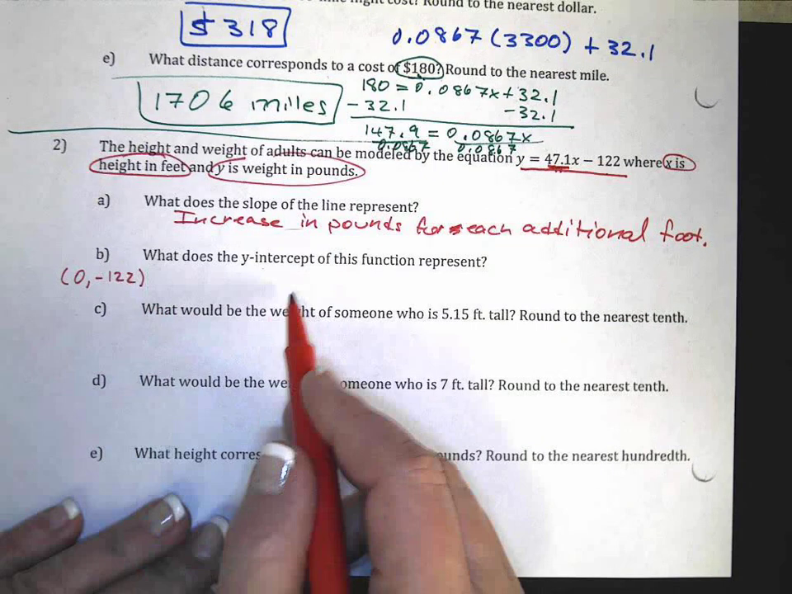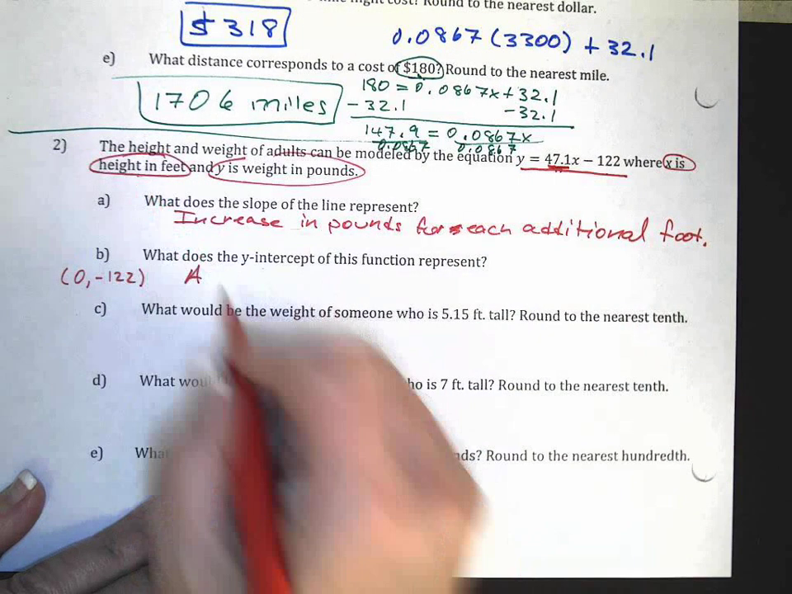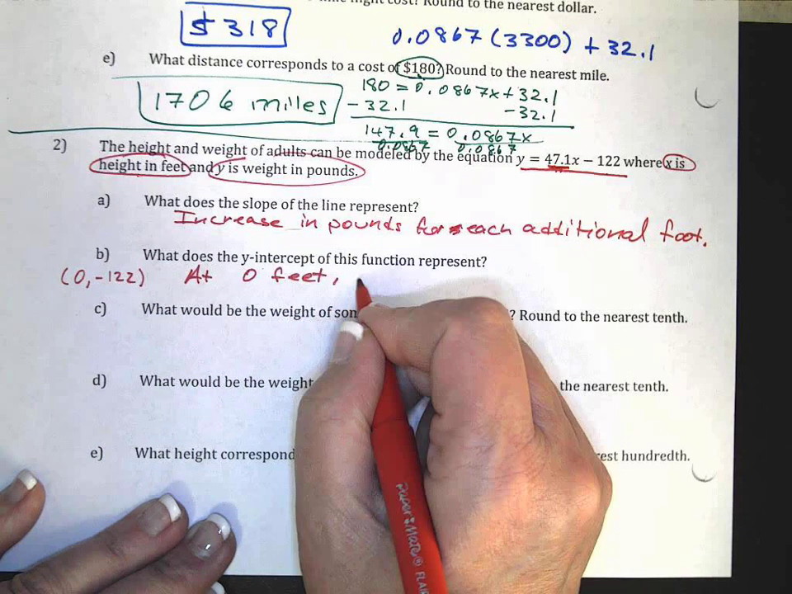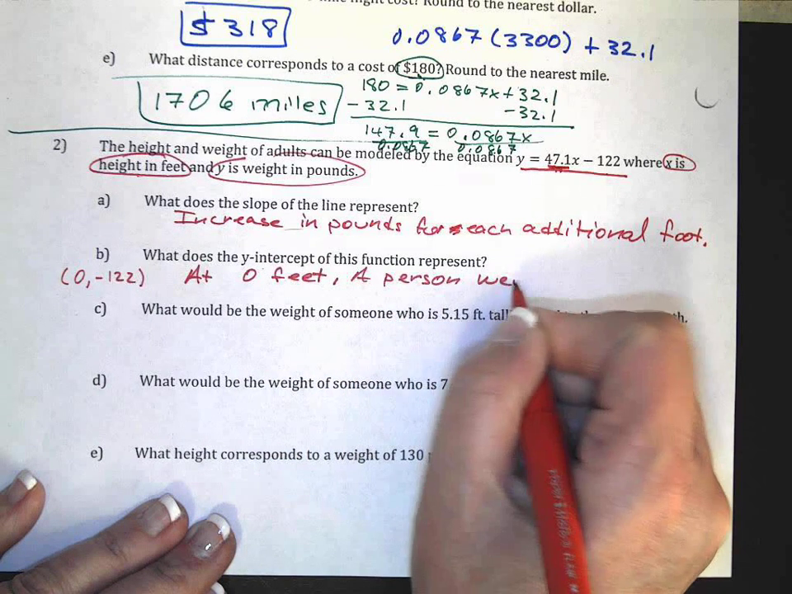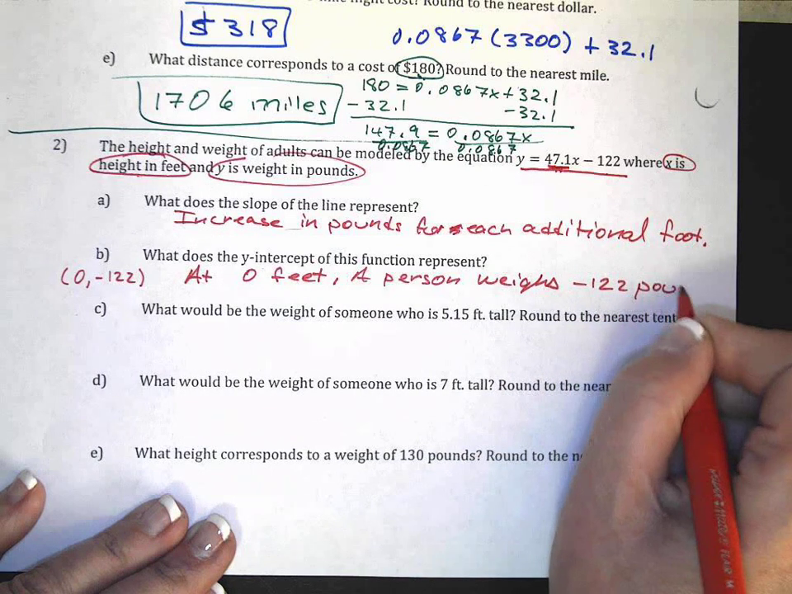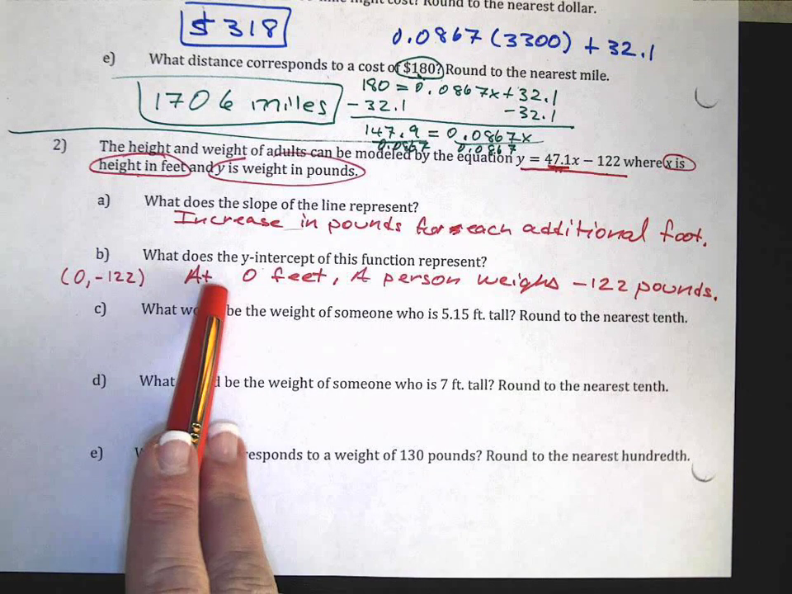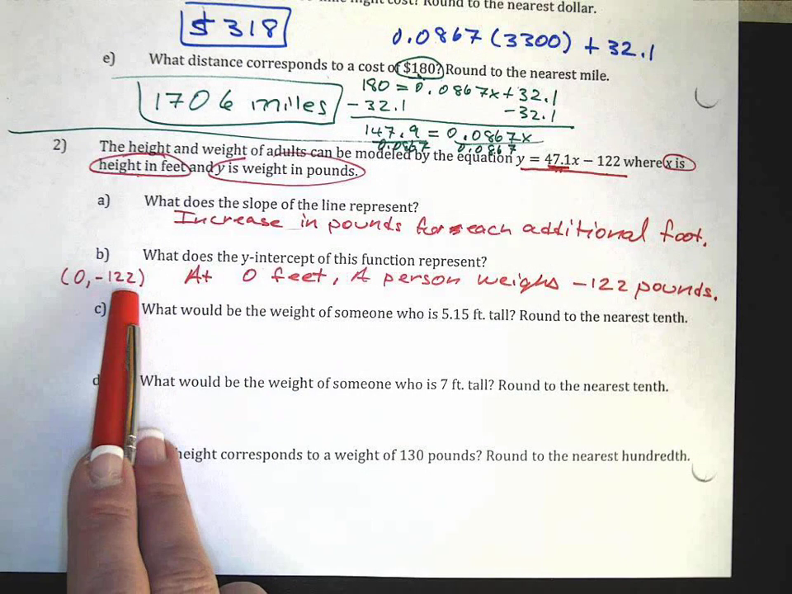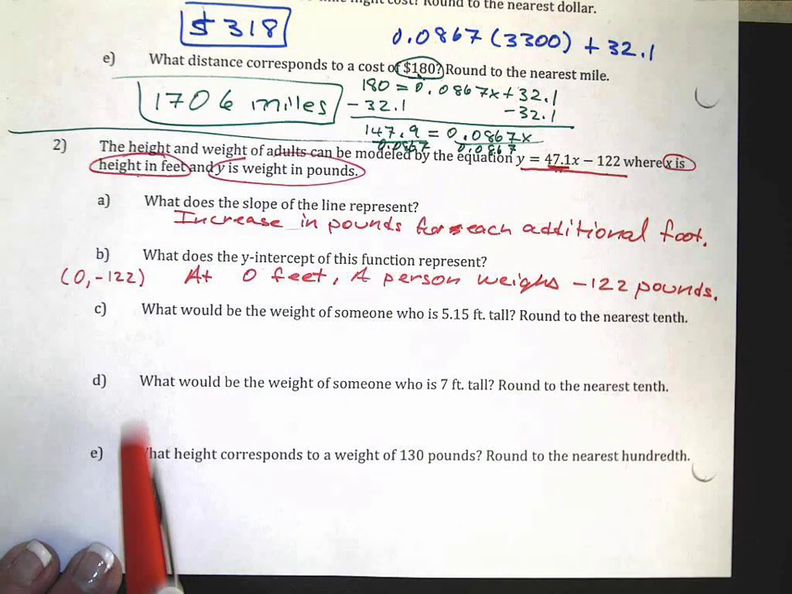At 0 feet, since x is our height, a person weighs negative 122 pounds. Doesn't make sense in context, but we do need this correct y-intercept in order to get the correct values when we start substituting in on the next three problems.